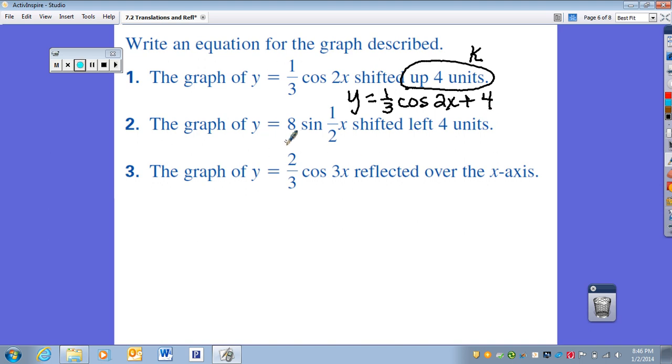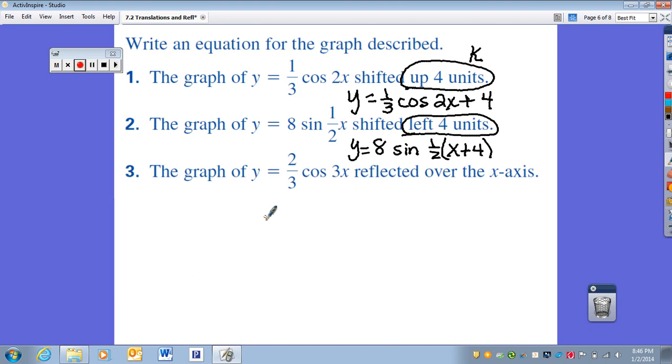Next, we have the graph of y equals 8 sine 1/2 x, and this time we want to shift 4 units to the left. So we have y equals 8 sine of 1/2. And remember, when we're shifting left or right horizontally, that is going to be our h value. So we have to put x minus h, but because we want it to be negative, minus a negative would give us plus 4. And that tells us that would be 4 units to the left.